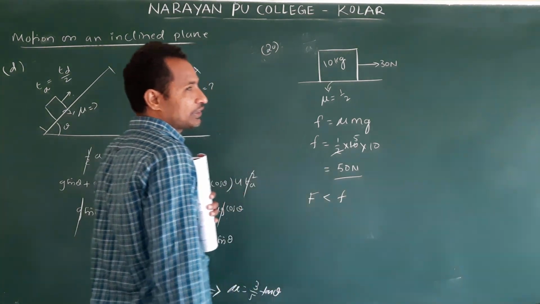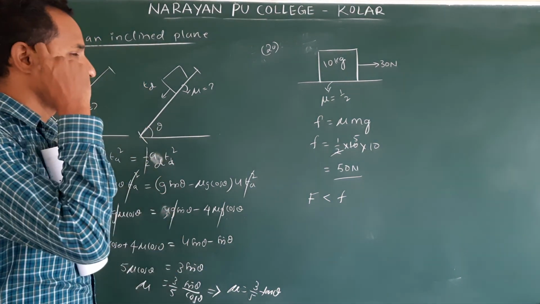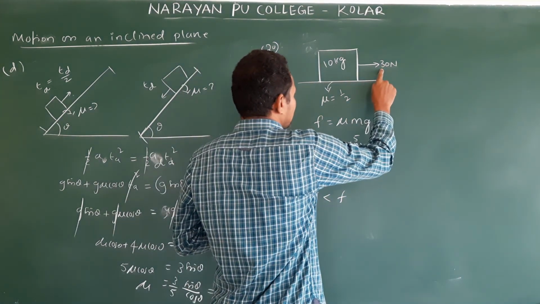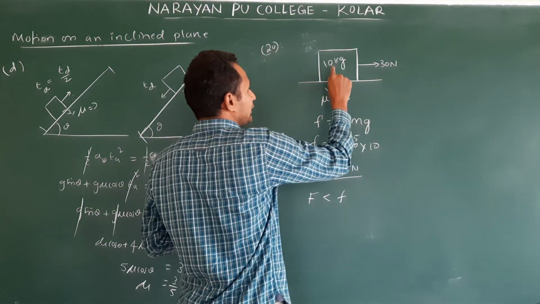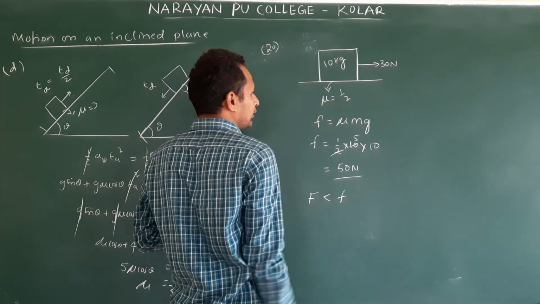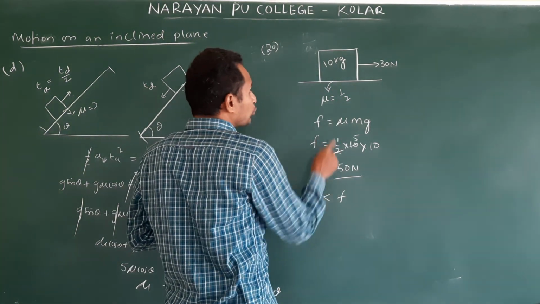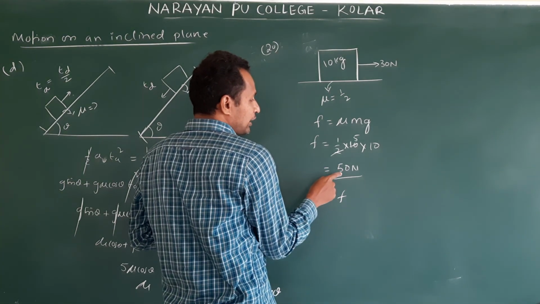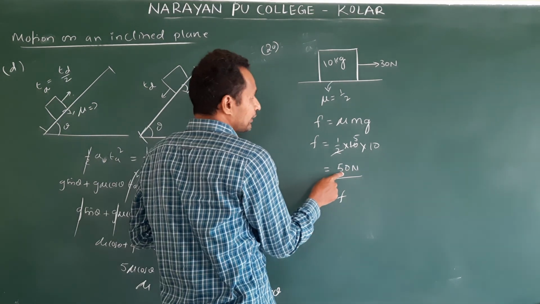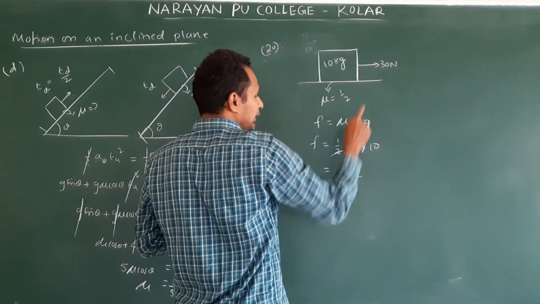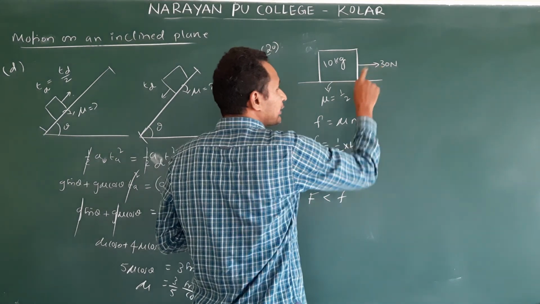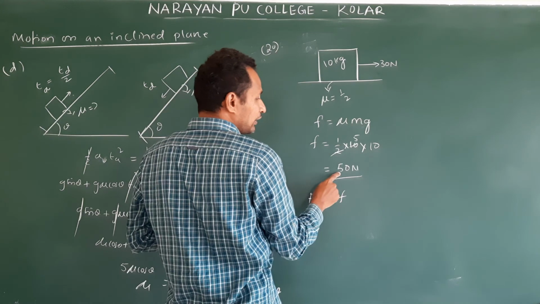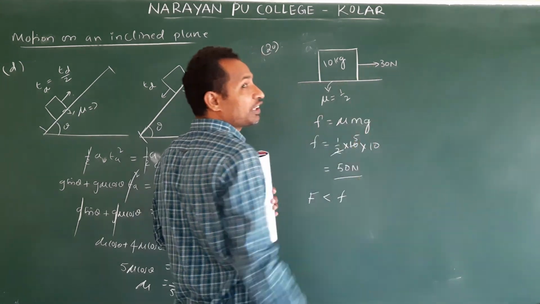But I already mentioned that friction is a self-adjusting force. When we apply 30 Newton, for the given conditions of 10 kg and this coefficient of friction, to move this object we have to overcome this friction. Maximum friction is 50 Newton. If the applied force is more than 50 Newton, it can move. But here they are applying 30 Newton. Friction will not be 50; it will adjust to the 30 Newton.